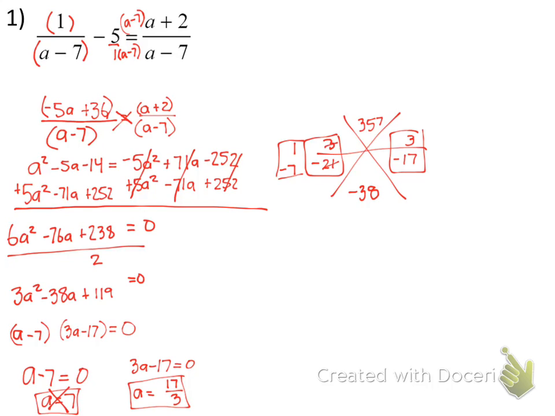Okay, 17/3. You don't have to figure it out exactly, but we know 17/3 minus 7 is going to be a negative number, so it's going to be okay. So 17/3 is an okay solution to have. It doesn't make it undefined. You don't need to know exactly what it's equal to, but you know it's not 0. And that's it. So that's for number 1.